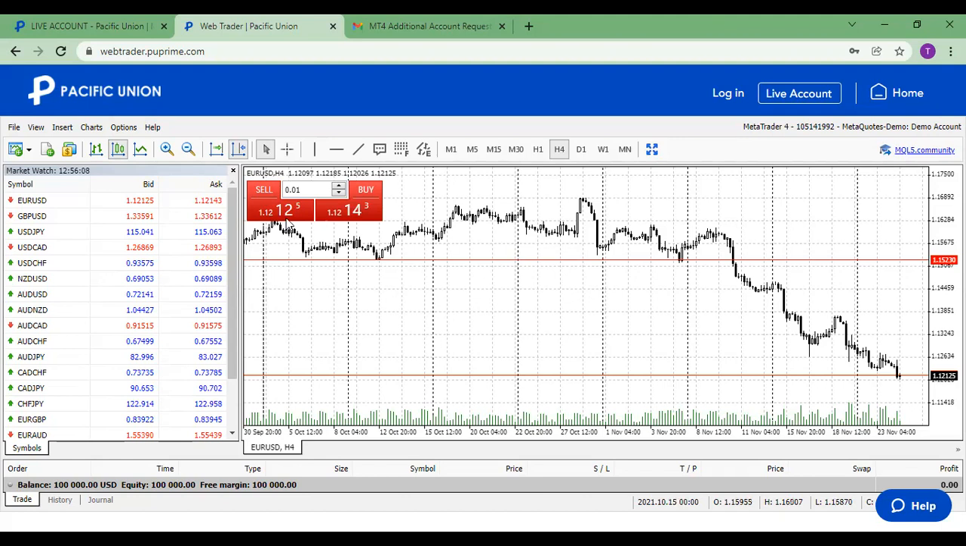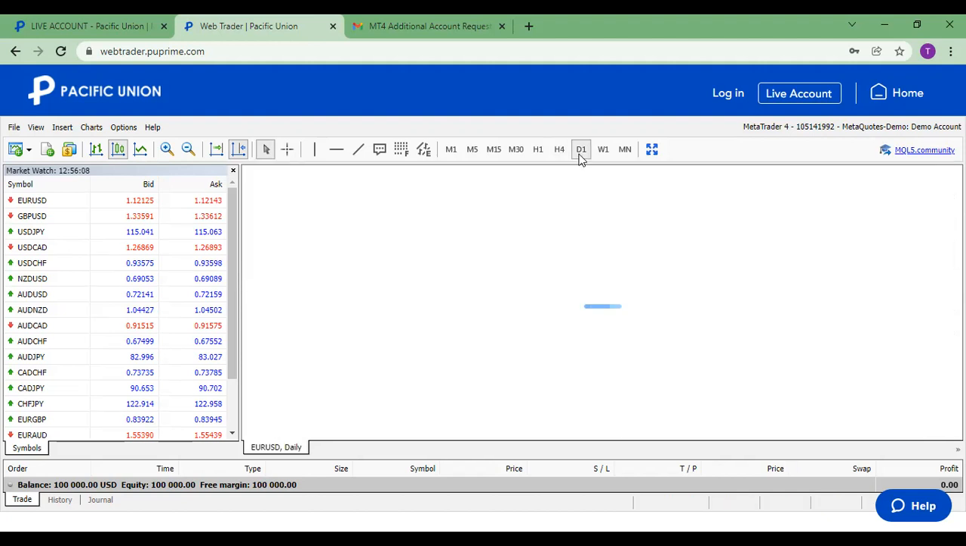So here we have the Euro USD, and you see already that I have mapped out the zone. Okay, let's go to daily. Let's go to daily. Okay, my chart is loading.